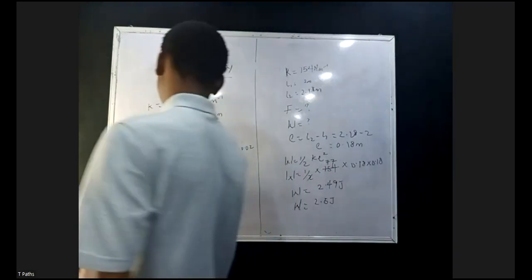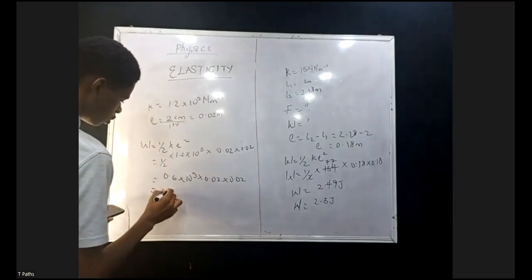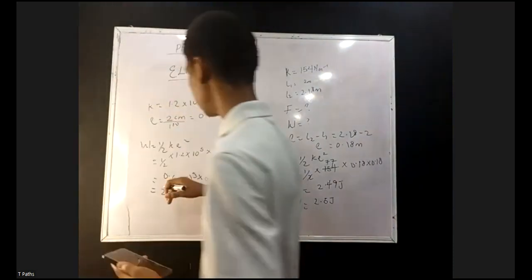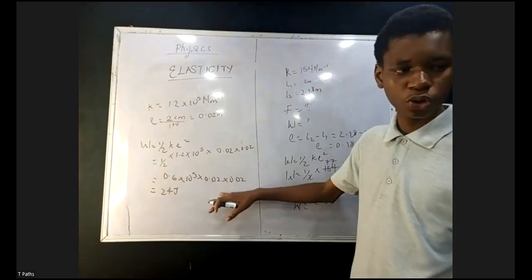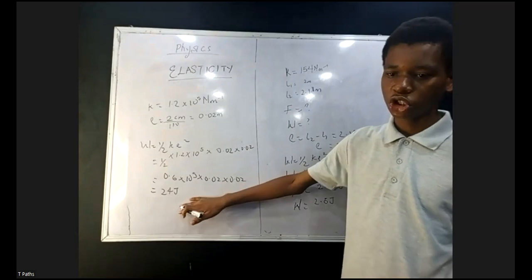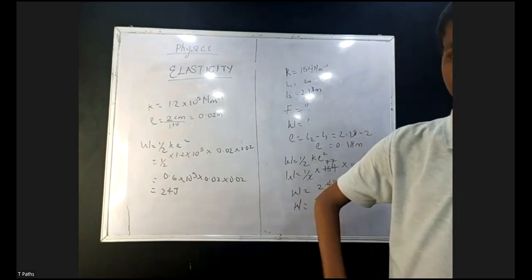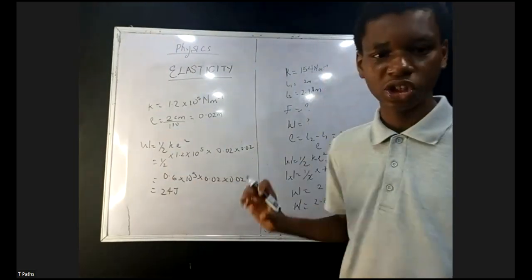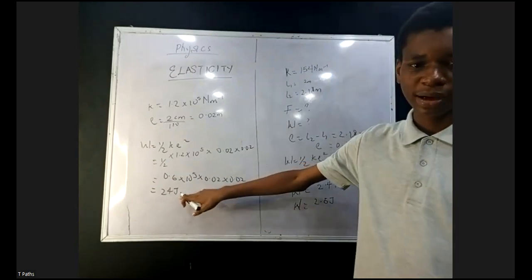So when I multiply all of this, it gave me 24 joules. So I multiplied 0.6 times 10 to the power 5 and 0.02 times 0.02. So it gave me 24 joules. Don't forget we are calculating the energy stored in the spring. So the energy stored in the spring should be calculated in joules because the unit of energy is joules. So that's why my unit here is joules. So my answer here is 24 joules.